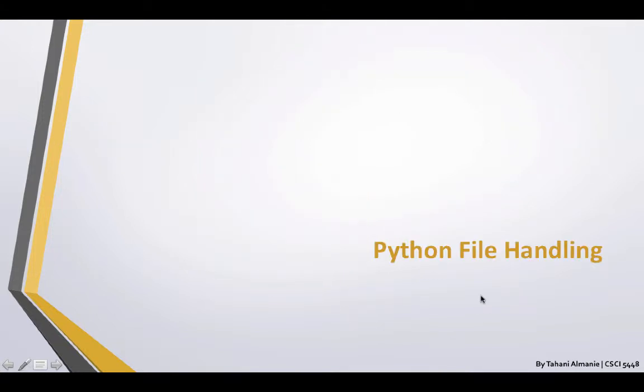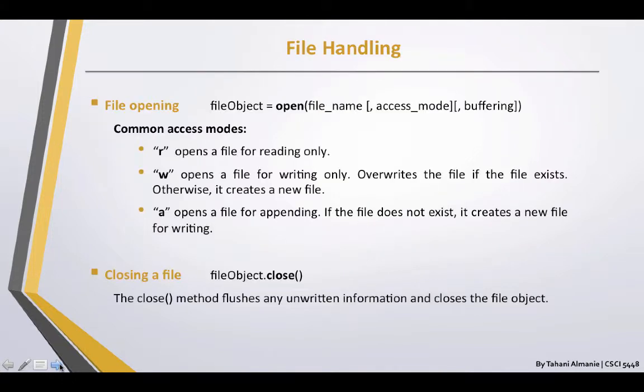Now let's see Python file handling. To open a file in Python, use the open function, which creates a file object, and it takes 3 parameters. The first one is the file name, which is required, and it takes the file name or the file path. Then the access mode and buffering, and both are optional.